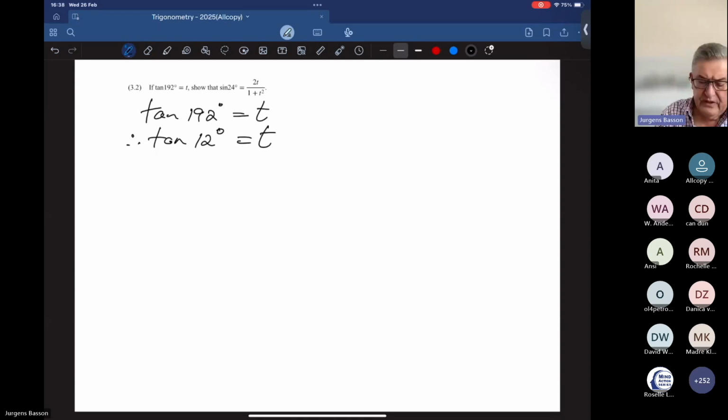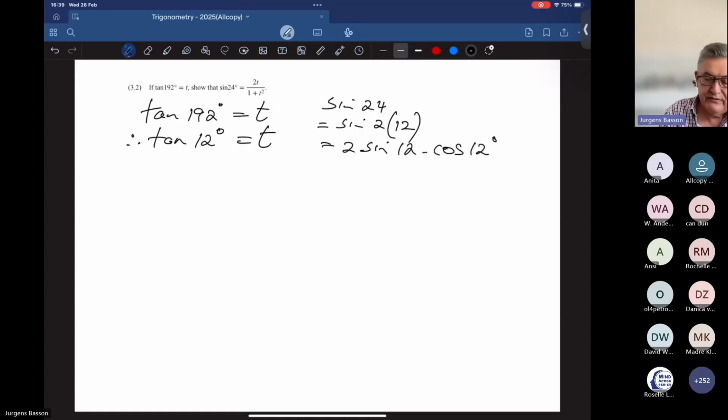Now we have the tan of 12. Now, if you look at what they ask us for, the sine of 24, I hope you noticed this was 12 degrees. So it definitely looks like this is a double angle. And it's a sine double angle, so it gives you 2 sine 12 times the cos of 12. But what must we do now? We want to write this, the angles are good, but given to us is tan, we want sine and cos.